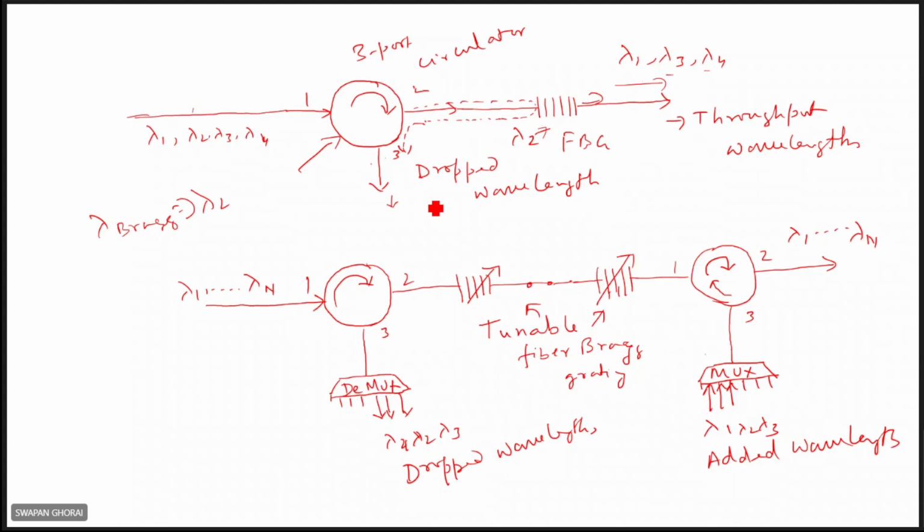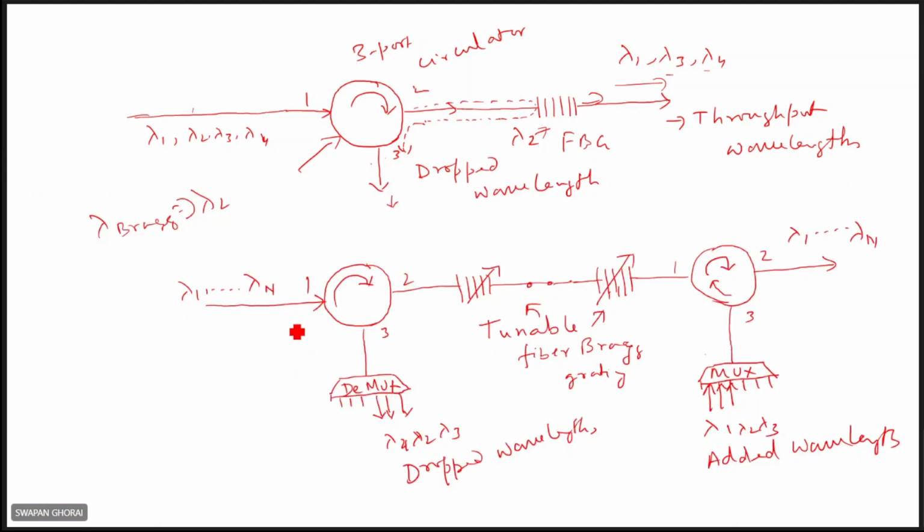Also, it can be an add-drop multiplexer. Both adding and dropping are possible. Here it is a demultiplexer, or it can be the reverse also. In the reverse way it can be a multiplexer. From this side, lambda 1, lambda 2, etc., if they are added, then you can have all the wavelengths in the output. In the next configuration, it will be clearer.